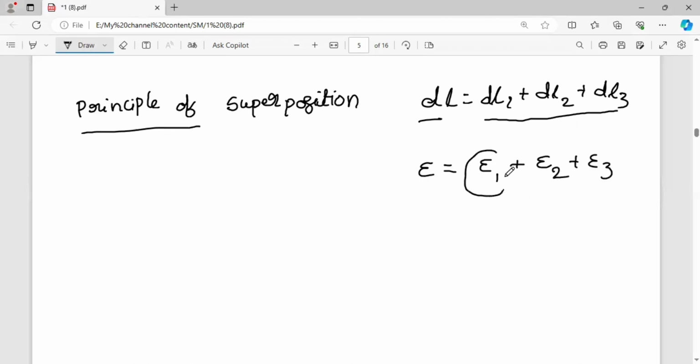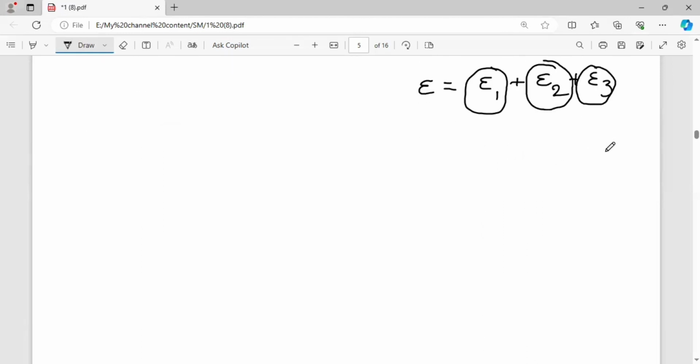Suppose E1 is the strain in the first section, E2 is the strain in the second section, and E3 is the strain in the third section. That is the principle of superposition.